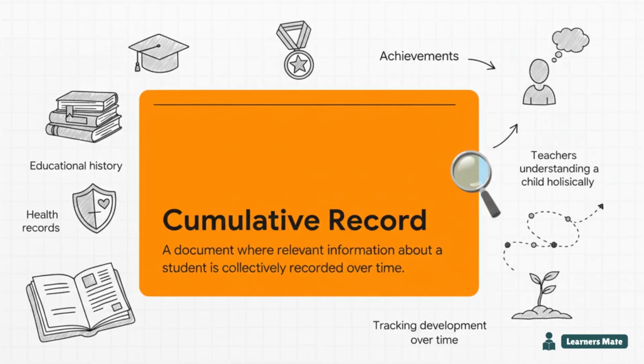The cumulative record is basically the student's whole story in one place. It brings together everything from grades and attendance to health notes and major achievements. It's a living document that helps teachers see the whole child and track their development across their entire school journey.